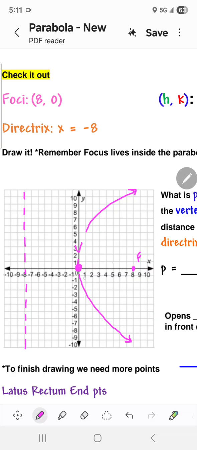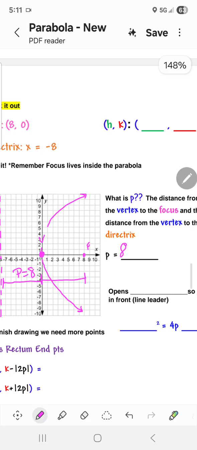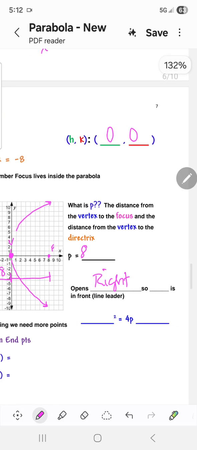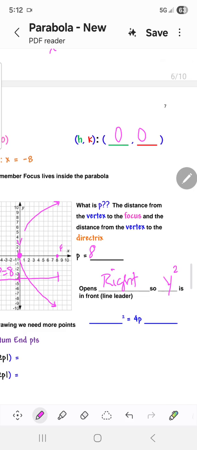So I know where my center is, my vertex. I also know that from the vertex to the focus is a distance of p, and from the vertex to the directrix is a distance of p, and that shows me that p equals 8. My center here is 0, 0. We are opening to the right. Remember, when we open to the left or the right, that means I have a y squared. That's the line leader there.